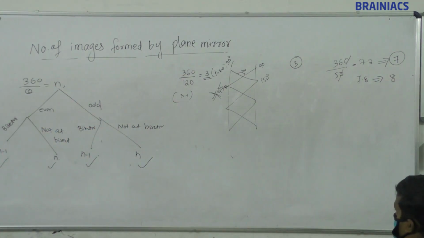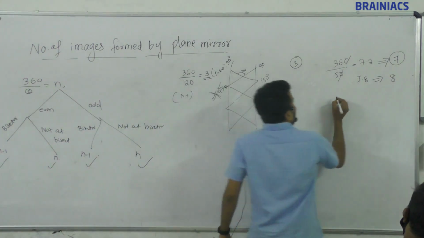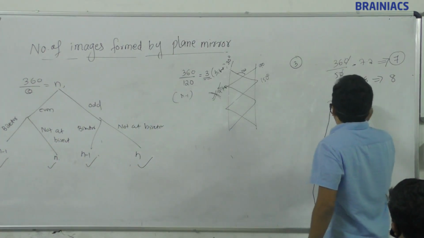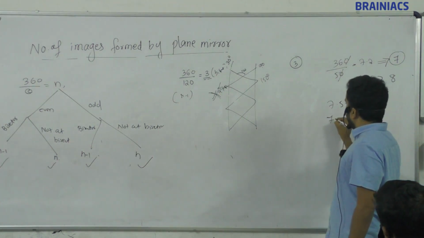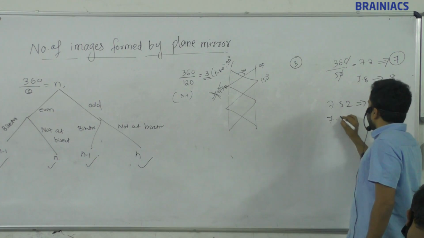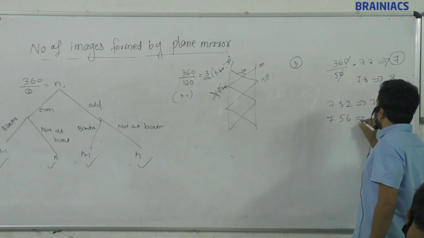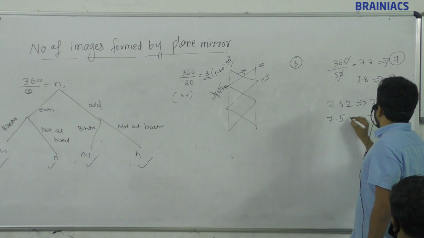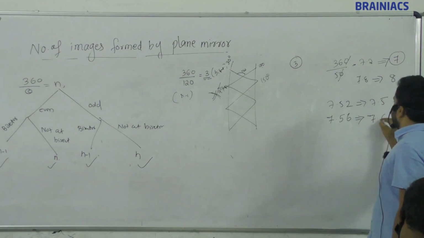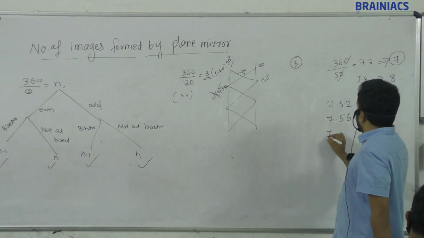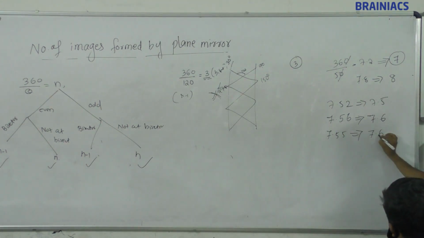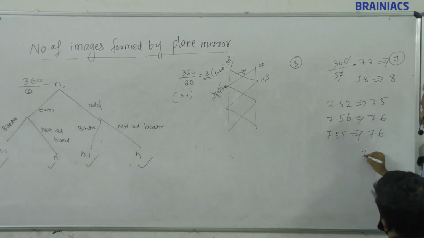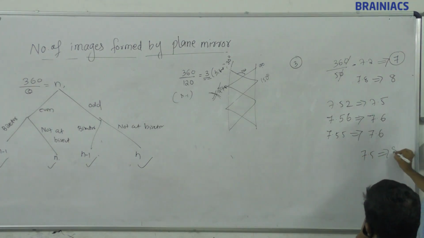What will we do? 7.52 we can write as 7.5. 7.56 is written as 7.6, approximate. 7.55, how will you approximate? 7.6. So when 7.5 comes, you can take it as 8.